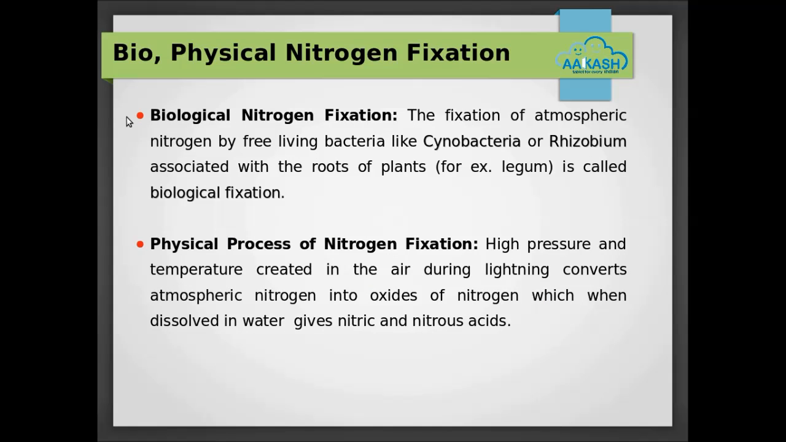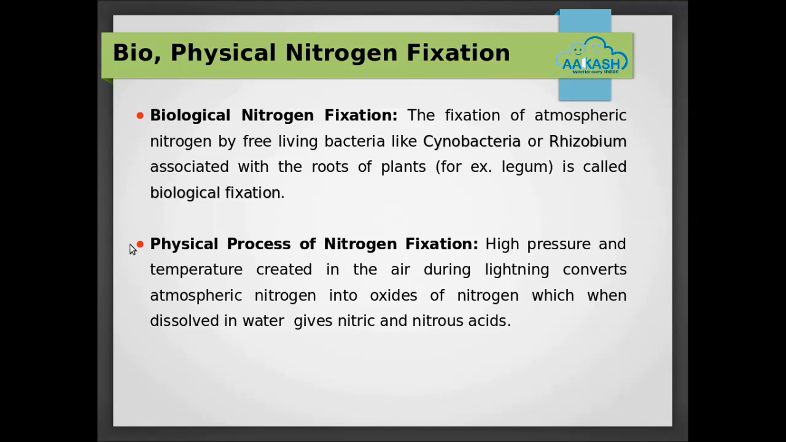Biological and physical fixation. Fixation done by living organisms is called biological fixation. In this process, atmospheric nitrogen is converted into inorganic compound like ammonia by free living cyanobacteria and rhizobium present in the root nodules of a legume plant. While fixation done by abiotic factors like lightning, thunder is physical nitrogen fixation.